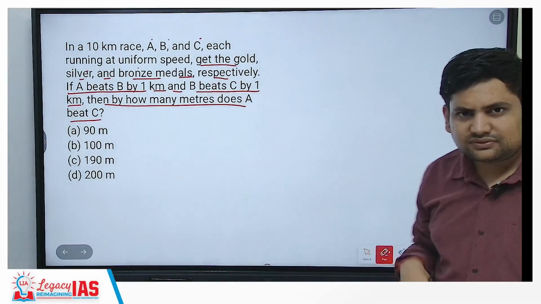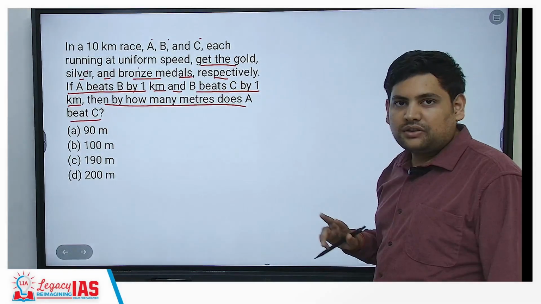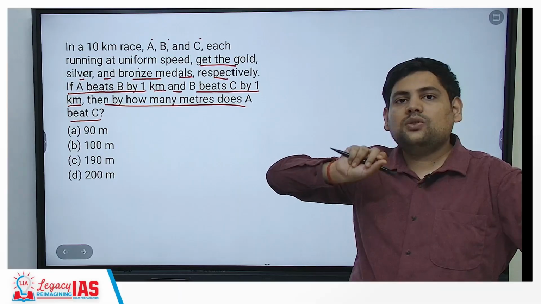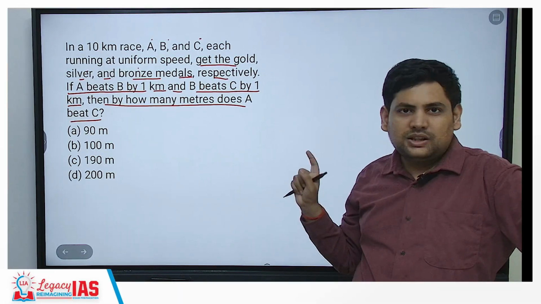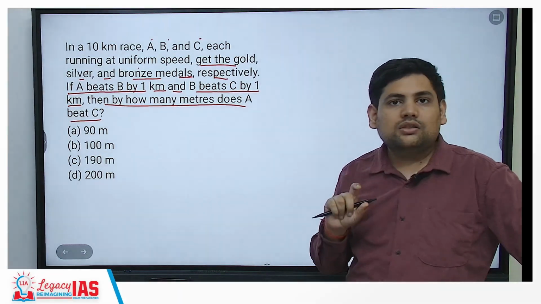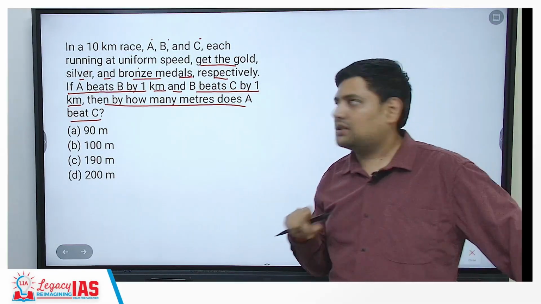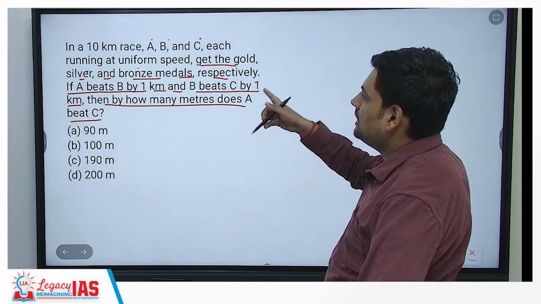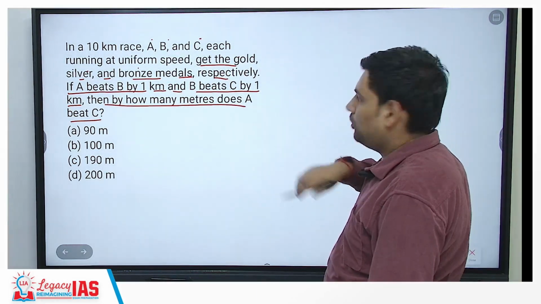Now, understand this. Again, what we'll do, you understand that if time taken is same, then you can find the ratios by their speeds, correct? Or speeds ratio you can get from the distance. Now, let's see the first thing. So it's a 10-kilometer race. Now, A beats B by 1 kilometer.